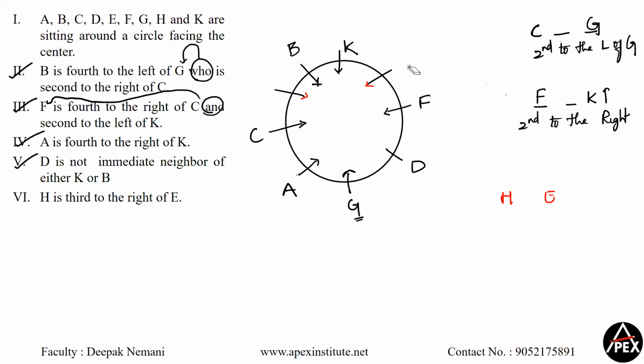Instead, if E is here, then H will be here. So what is the position of H with respect to E? 1, 2, and 3. Third to the right, which is according to the question. Okay, so E will be here and H will be here. And we have considered all the statements, and this will be the final arrangement. Clear, guys? Quick responses, please.